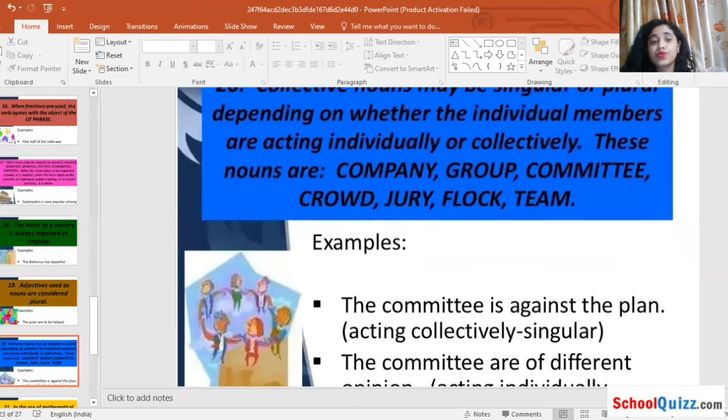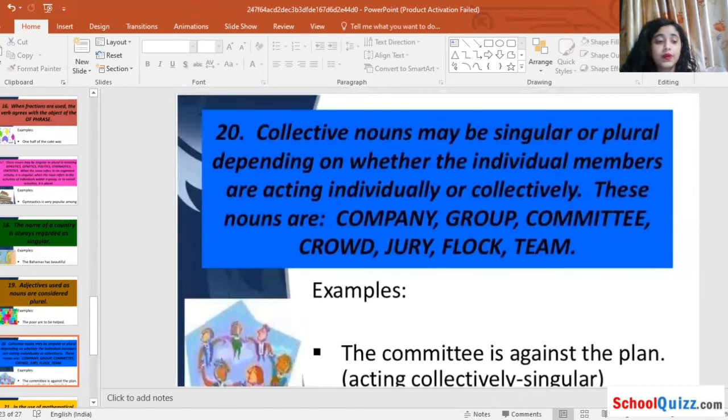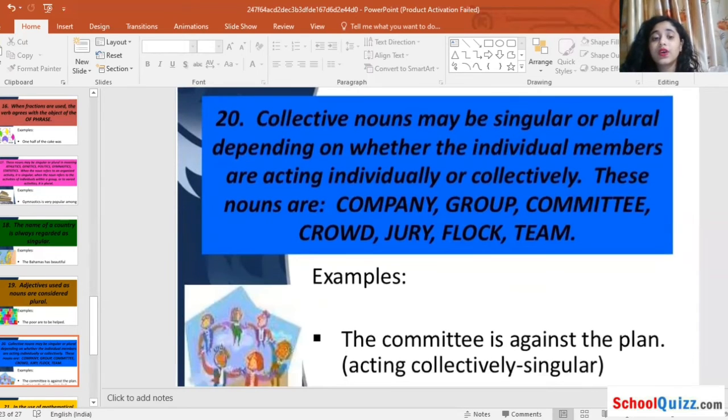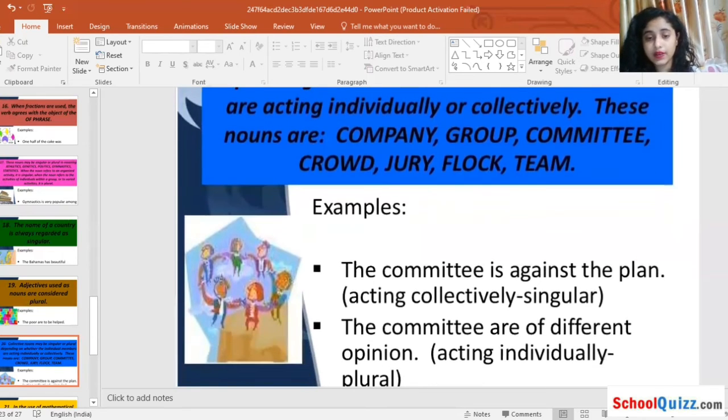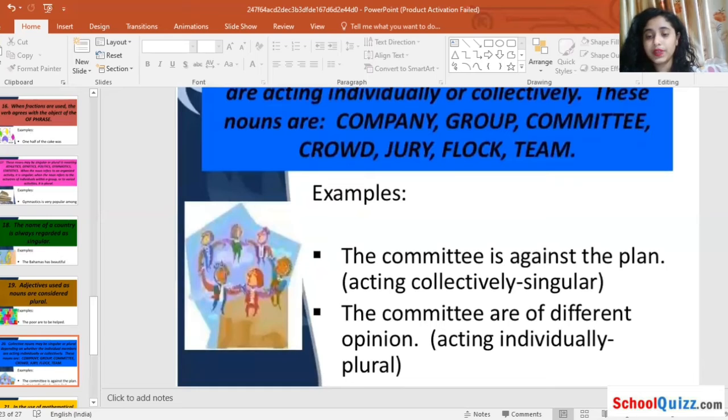Moving on towards our next rule, that is rule number 20. Collective nouns may be singular or plural depending on whether the individual members are acting individually or collectively. These nouns are company, group, committee, crowd, jury, flock, team. Understand this: if the members act as one, it will be singular. And if it means the group acting individually, it will be plural. Examples: The committee is against the plan. Acting collectively, singular. The committee are of different opinion, acting individually, plural. Okay. I hope you understood.